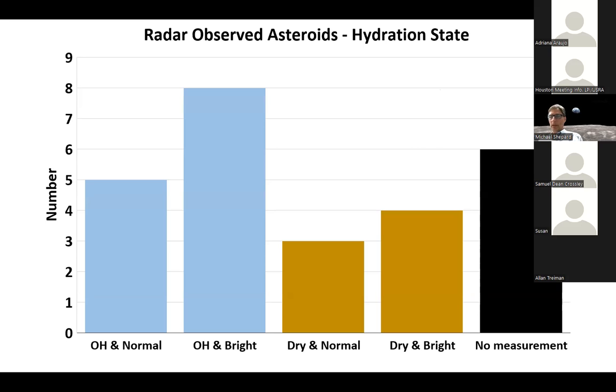And then finally, this was something we pointed out. If you look at the hydration state, which of those asteroids have an OH feature and which do not. The ones with an OH feature are in the blue here, the ones without are in the brownish, and the ones where there was no measurement are the black. But again, it looks like roughly equally split between those with OH features being bright or not, and those that are dry being bright or not. So there are no obvious trends here in any of these other properties.